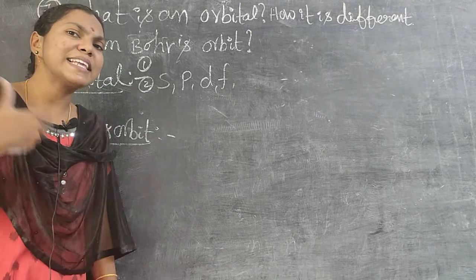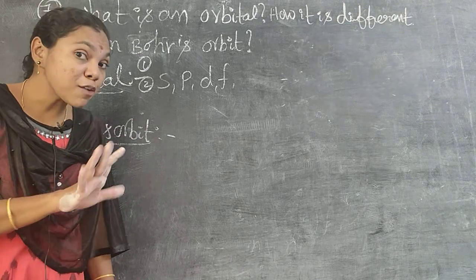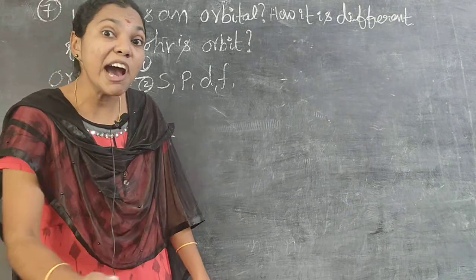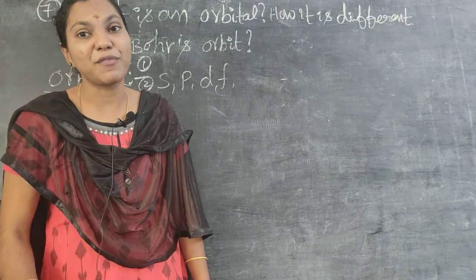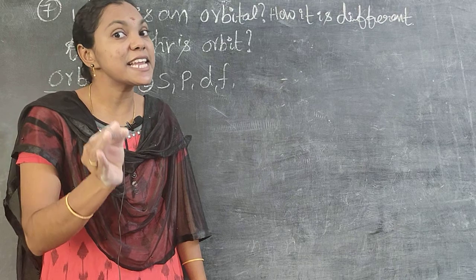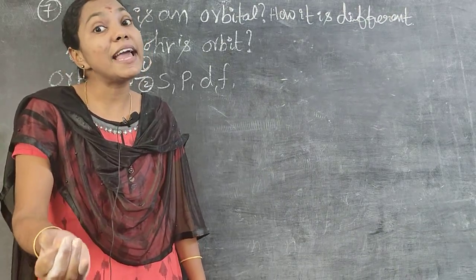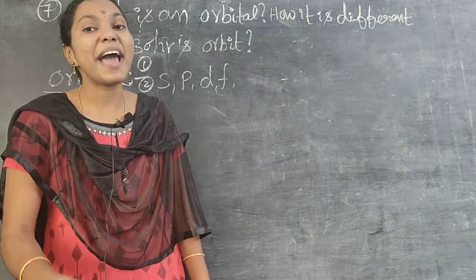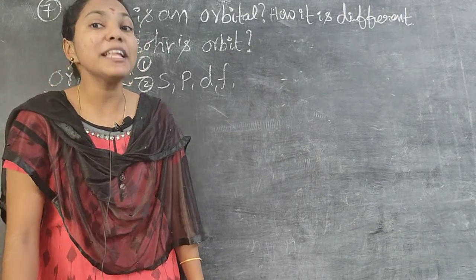But in orbit, the electrons revolve continuously around the nucleus. In orbit, we cannot find the place of the electron. But in an orbital, yes, we can find 99% of the electron's place or region. Do you understand? In orbit, electrons just revolve around the nucleus, but there is no chance of finding the electron's place or region. In the orbital, there is a maximum probability of finding the electron where it is. That is nothing but an orbital.